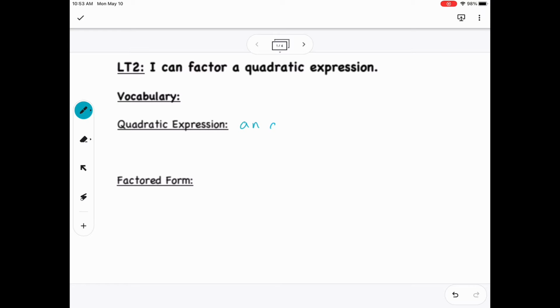Today's lesson, we're talking about learning target 2, where we can say that I can factor a quadratic expression. A quadratic expression is an algebraic expression of a given form, which will be ax squared plus bx plus c. Notice that it has 3 terms. This is also called a trinomial. When we factor these, this will look a little different than our greatest common factor stuff.